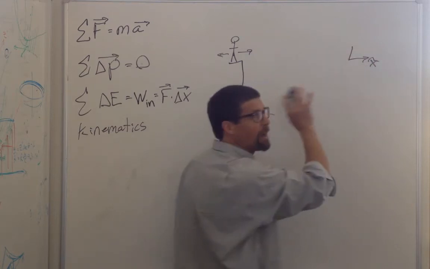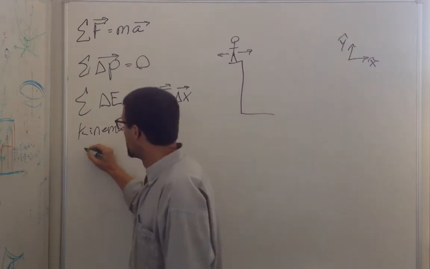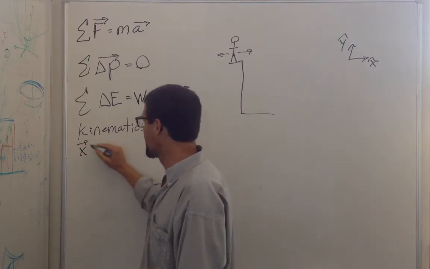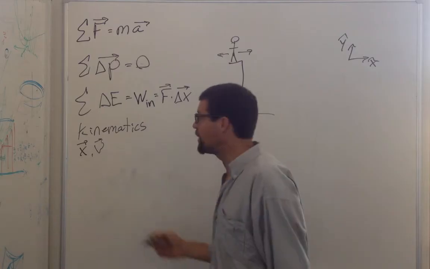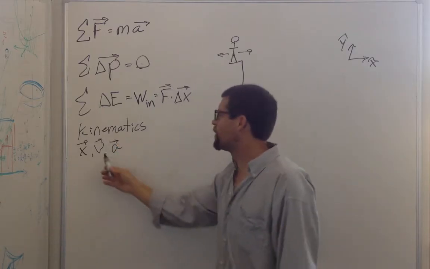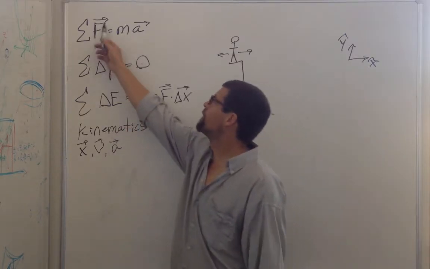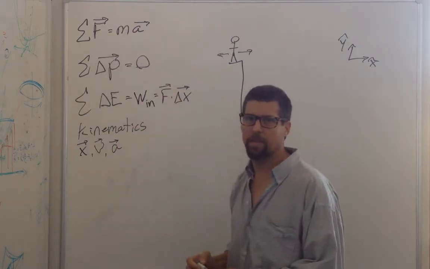I can define this as a positive x direction and this as a positive y direction. And so displacement is now a vector. We put a hat on it like this. Velocity is the rate of change of displacement, and acceleration is the time derivative of velocity. Acceleration is also the vector sum of the forces divided by the mass, and that's how these are connected.